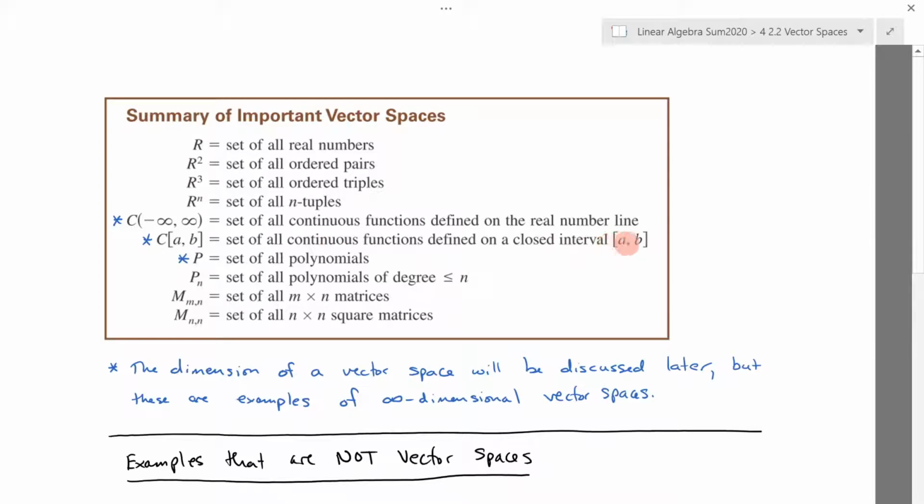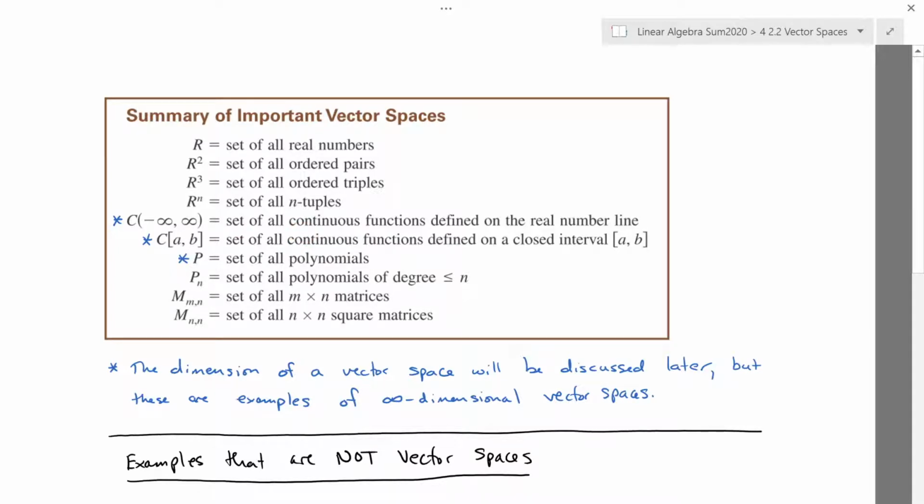On a closed interval, or the set of all continuous functions that are continuous over the entire real line. So these are also vector spaces, where the vector addition is just adding two functions together in the standard way, and the scalar multiplication is just taking a function and multiplying it by a real number. So those two operations are just calculated in the way that you're used to.